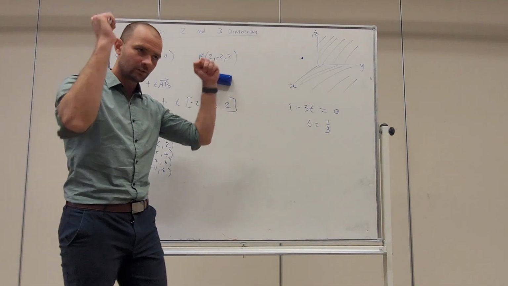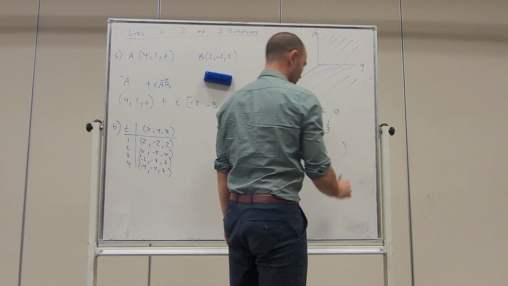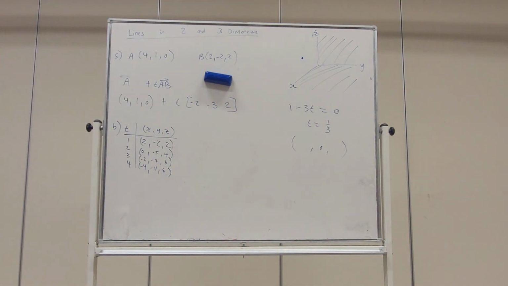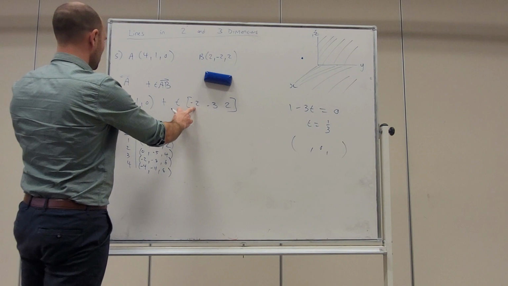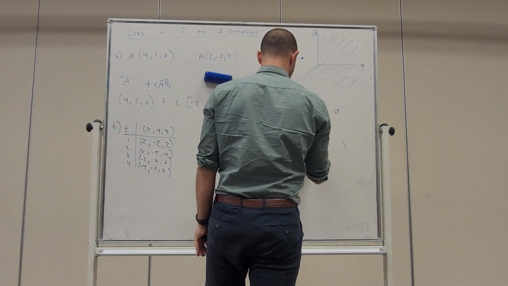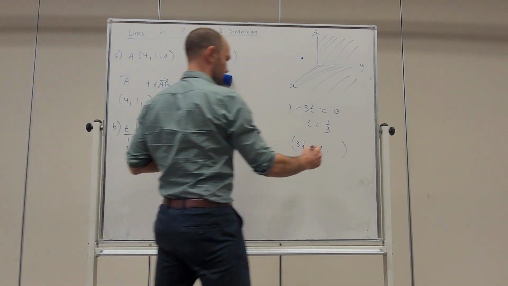Let's find the coordinates. I already know the y coordinate is 0 because that's where it meets the xz plane. That's when the y value is 0. So we just want the x value, which is going to be 4, take 2/3. So that's 3 1/3. And 0 plus 2/3.